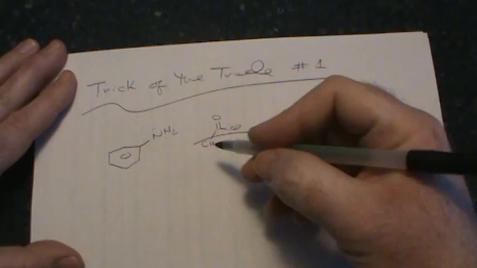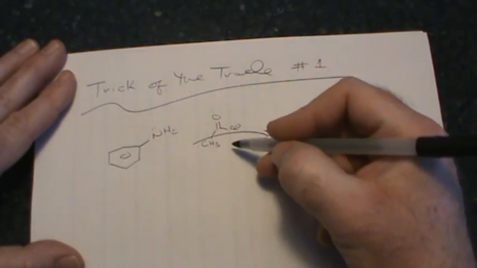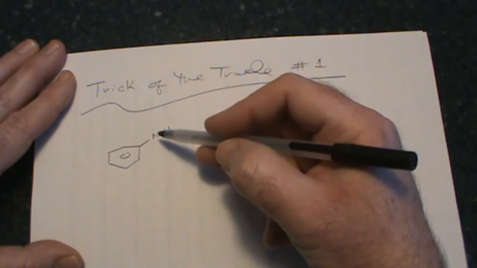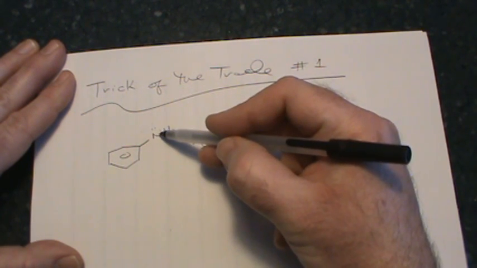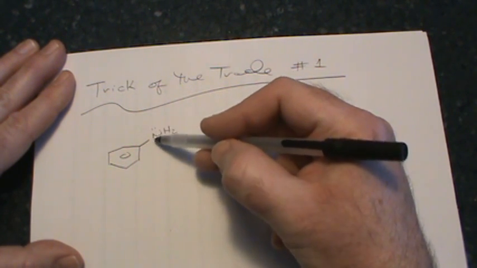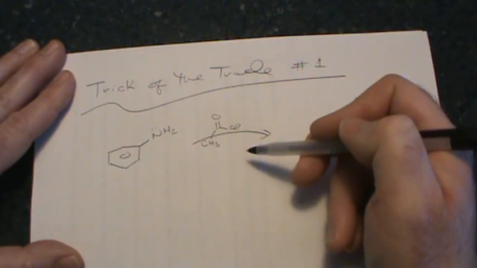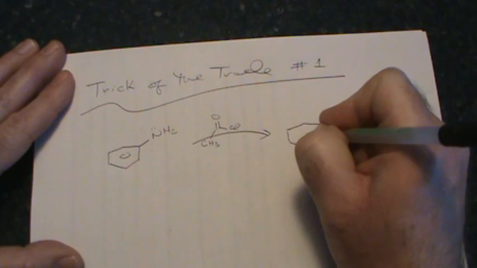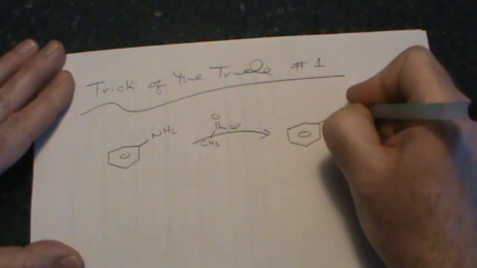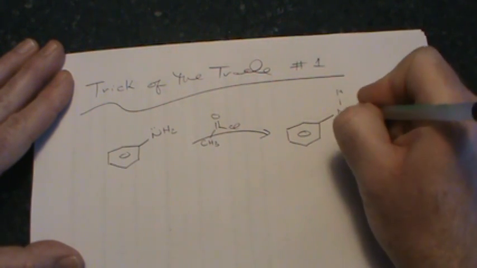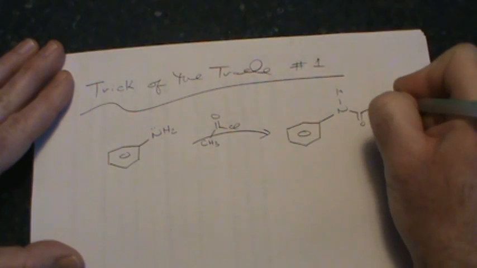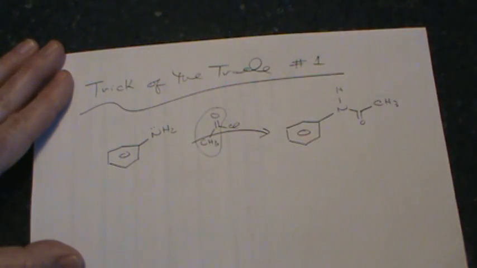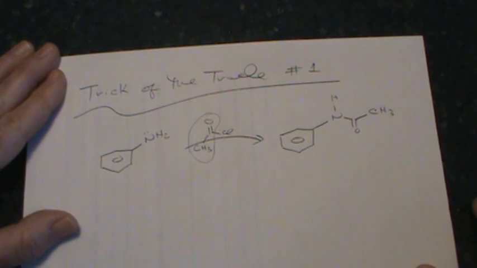Now this is not a Friedel-Crafts acylation. Notice there's no aluminum trichloride here. This is just an acid chloride for acylation at nitrogen. The nitrogen atom is actually much more nucleophilic than the aromatic ring, so no catalyst is required. What I'm going to do is a nitrogen acylation, which means that I've added the acetyl group, this group right here, to the nitrogen.